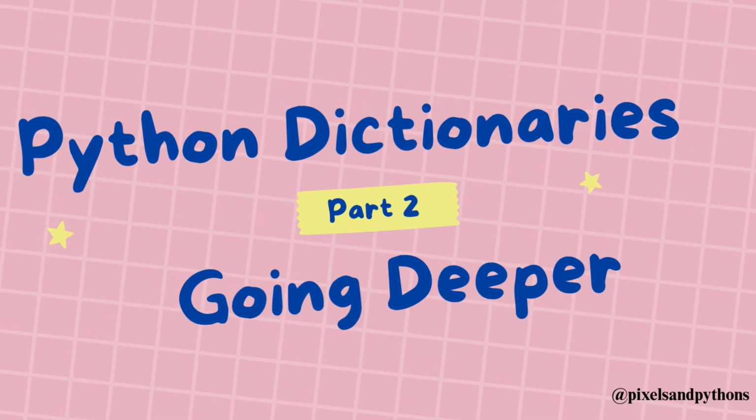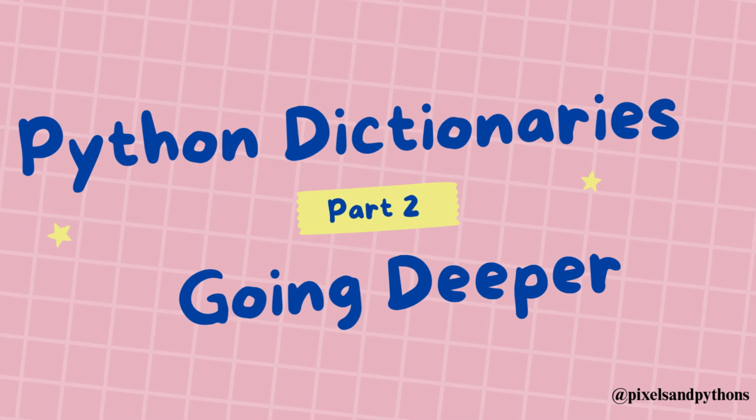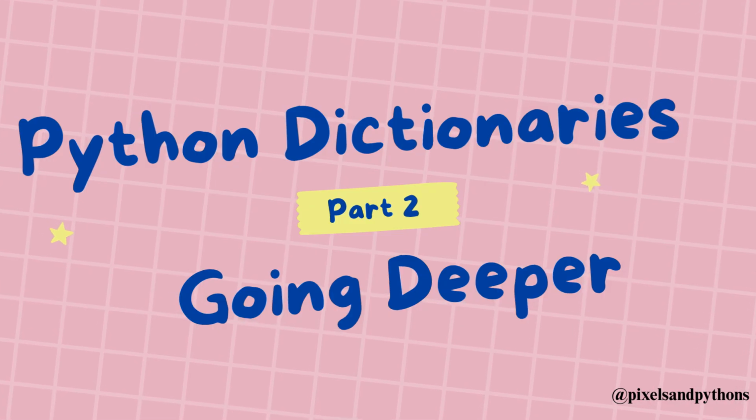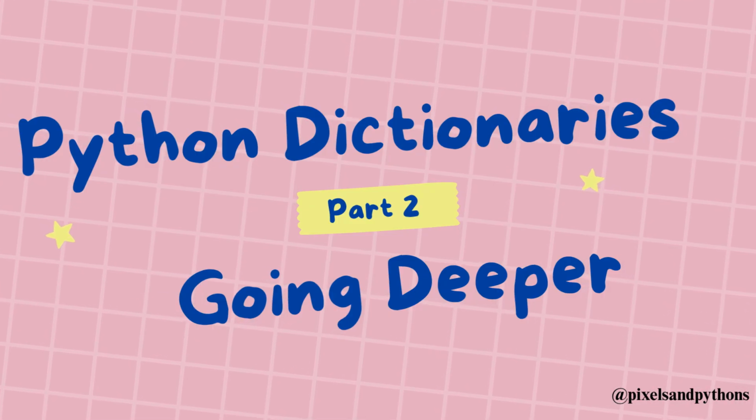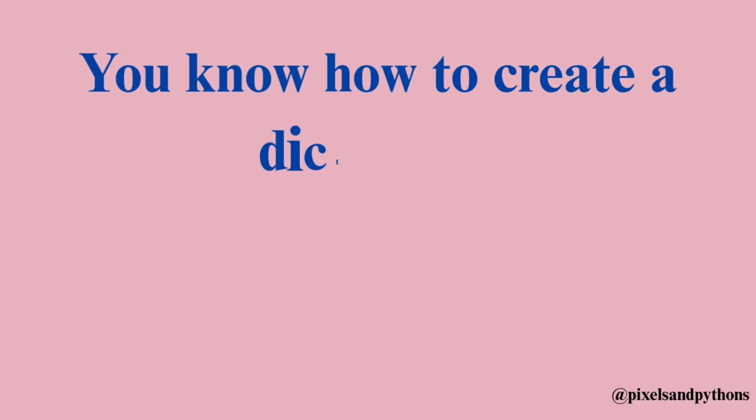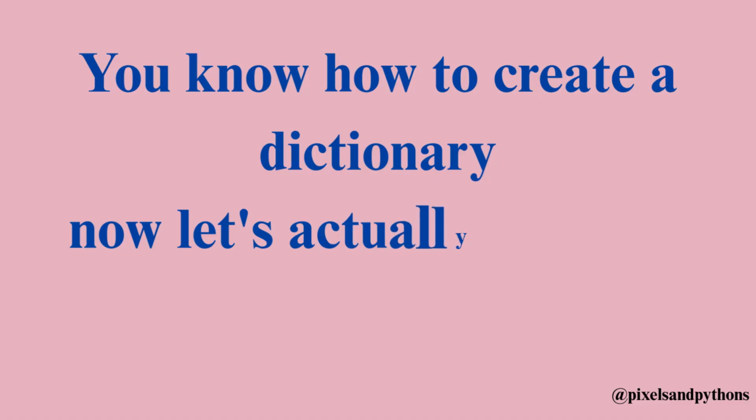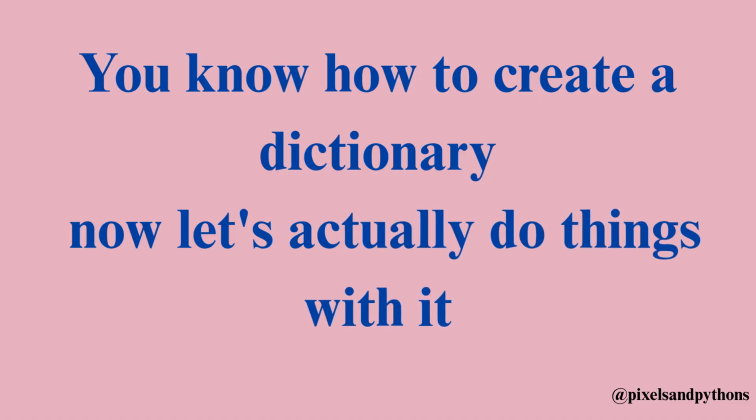This is part 2 of Python Dictionaries. In part 1, we learned how to create, access, add, and remove. Today we're going deeper. Let's get into it. You know how to create a dictionary? Now let's actually do some powerful things with it. Today we are covering looping through dictionaries and nested dictionaries.